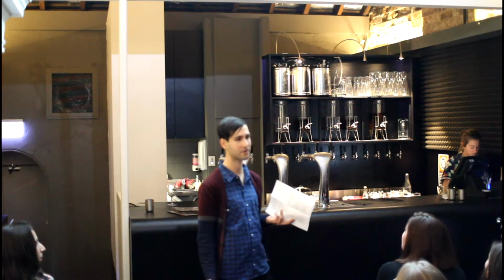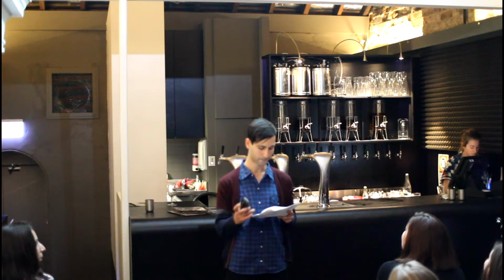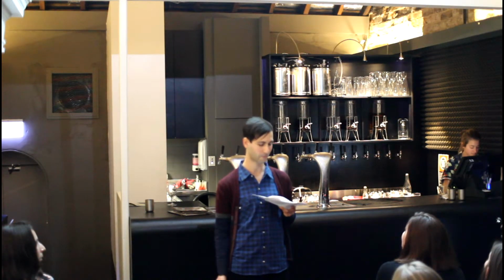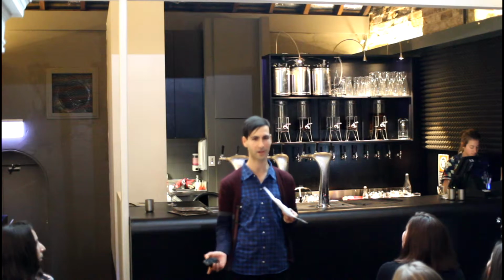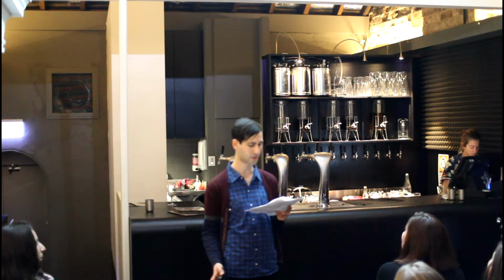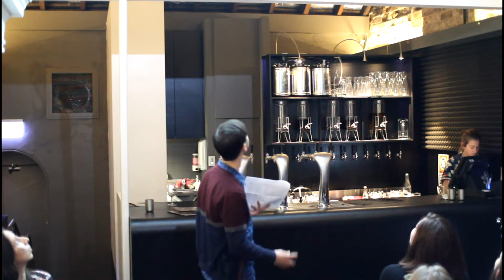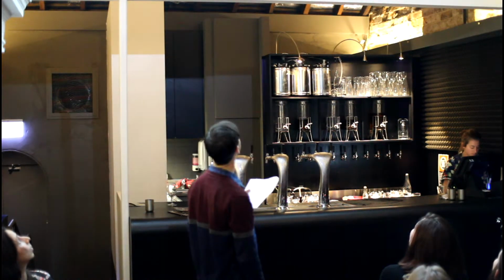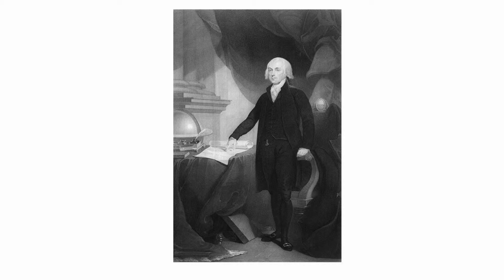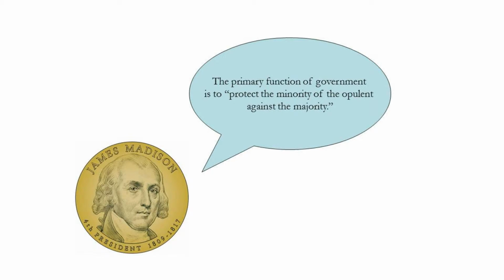And you might think this sounds like a conspiracy theory, but many high-level figures have pointed this out. For example, we have James Madison, the so-called father of the American Constitution, and he remarked, and he wasn't joking, that the primary function of government is to protect the minority of the opulent against the majority.